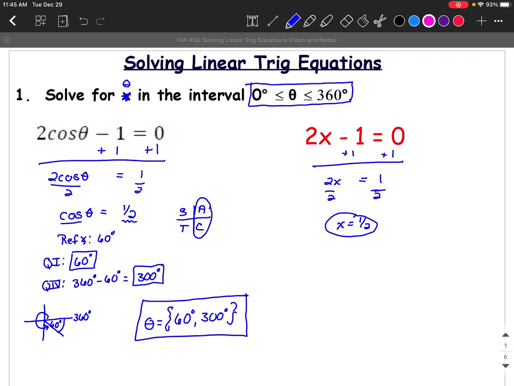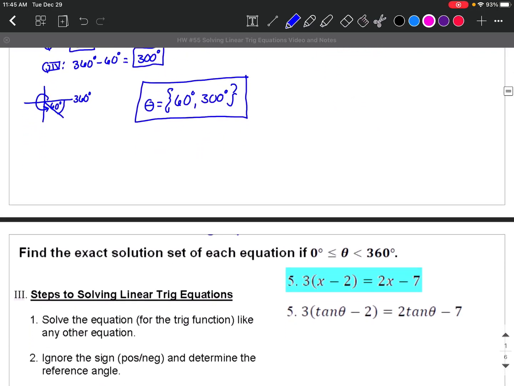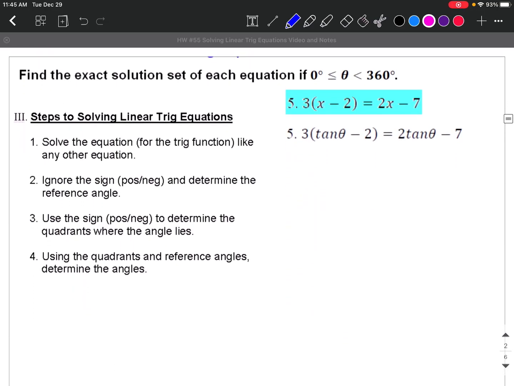Okay, so here we go. Our first one solved. Let's break down the process for you a little bit more so that you're a little clearer on what to do with each step. So again, I'm going to keep the domain for this one in degrees to keep it simple. So here are our steps. We're going to solve the equation for the trig function just like any other equation.